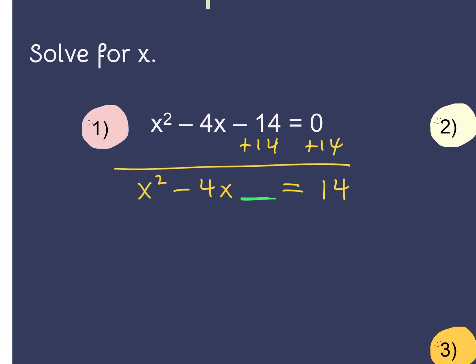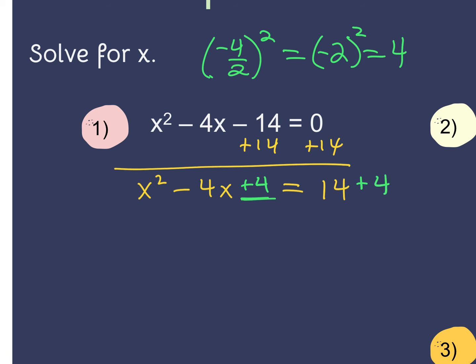So the next step is to take the b term, which here is -4. I'm going to divide it by 2, and then I'm going to square it. So this becomes -2 squared, which is +4. This is the number that I'm adding to both sides. Now, just to show you, it would go in here, and it would go in here.